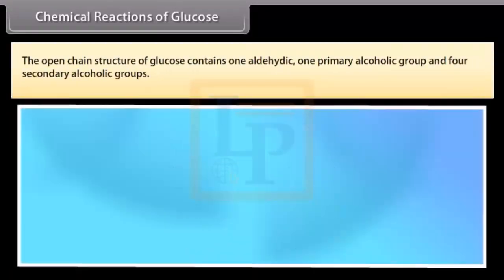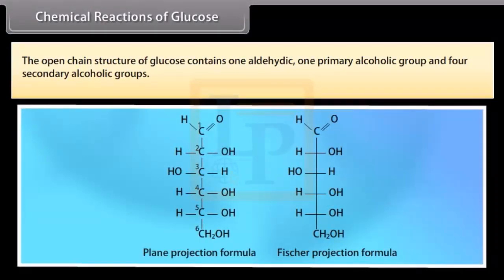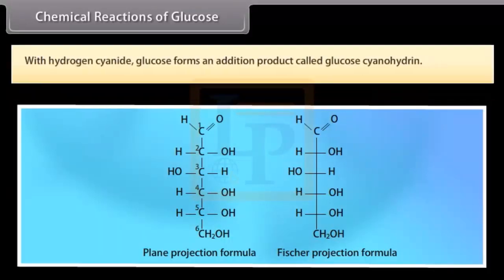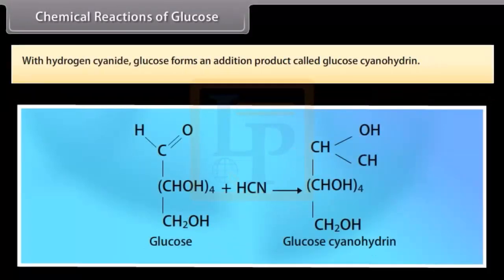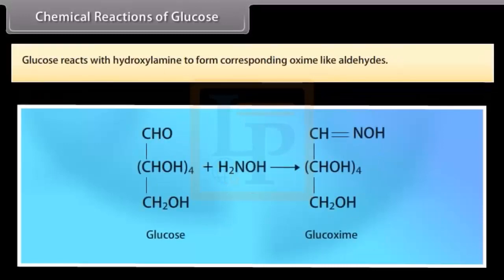Chemical reactions of glucose. The open chain structure of glucose contains one aldehydic, one primary alcoholic group and 4 secondary alcoholic groups. In Fischer projection, carbon atoms which are at the intersection of the lines are not shown. With hydrogen cyanide, glucose forms an addition product called glucose cyanohydrin. Glucose reacts with hydroxylamine to form the corresponding oxime, like aldehydes.